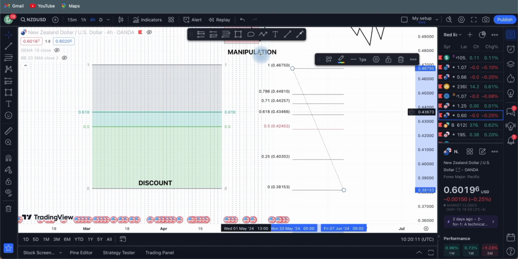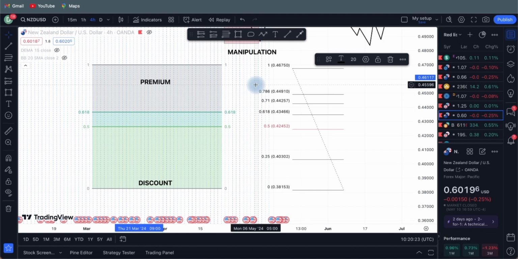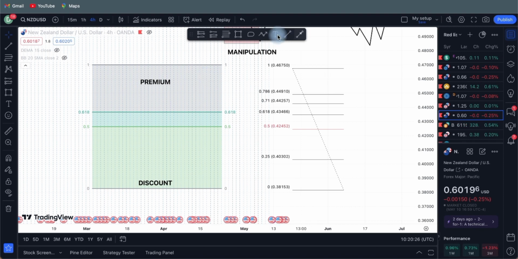The top part is what we call the premium, and the downwards part is what we call the discount. We mostly take our buy orders from the discount zone. Whenever the market comes to our discount zone, it's expected that we buy, and whenever the market comes to our premium zone, it's expected that we sell. So for instance, the market is moving like this.